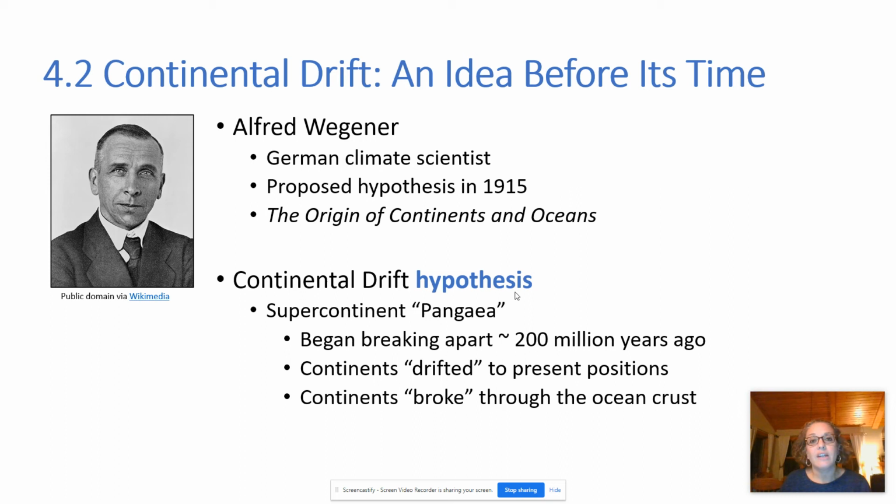And we're going to see that ultimately Wegener's continental drift hypothesis was rejected based on a lack of some aspects of his evidence. The hypothesis was that there was a supercontinent called Pangaea that began breaking apart around 200 million years ago. Between that time and now, these continents drifted to where they are currently located on the surface of the Earth. And in order to move to their current positions, the continents must have broken through somehow the underlying ocean crust.